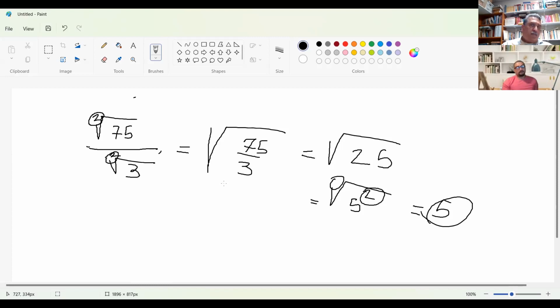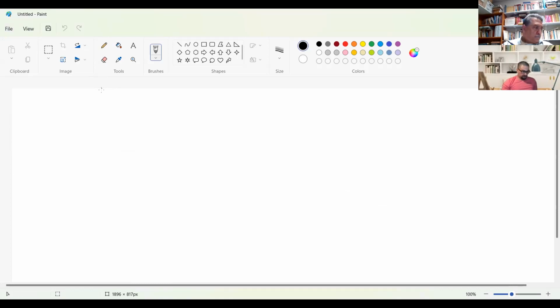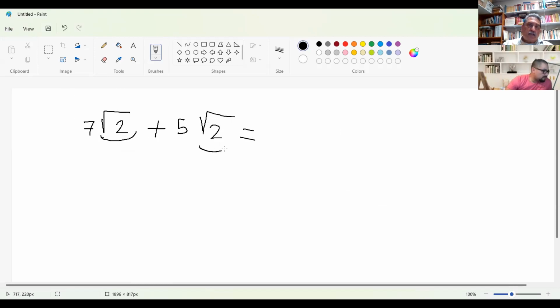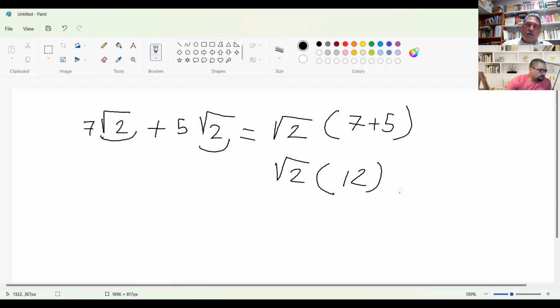Okay, let's look at example 4 and 5. For example, in example 4, part A has 7 times the square root of 2 plus 5 times the square root of 2. We want to add these two. Okay, so what do we do? We factor. You see, this is called factoring. Square root of 2 is common between both of them. So I factor out the square root of 2, and I get 7 plus 5. Do you follow me? And that is equal to the square root of 2 times 7 plus 5, which is 12. Or, in other words, 12 times the square root of 2.